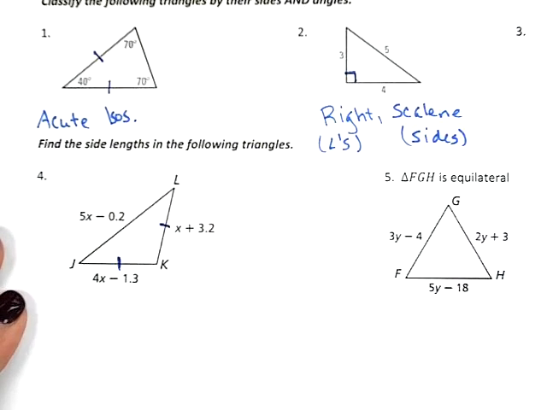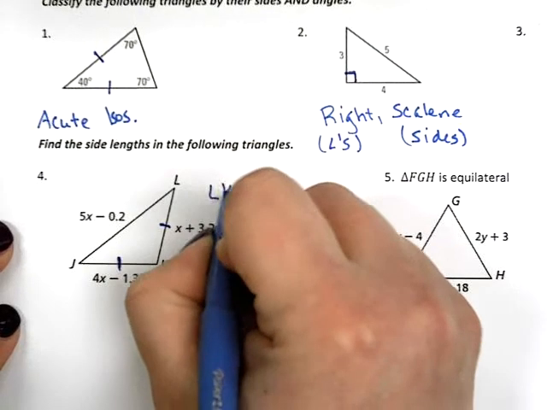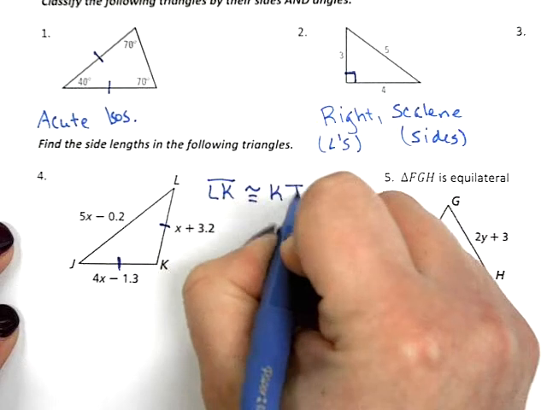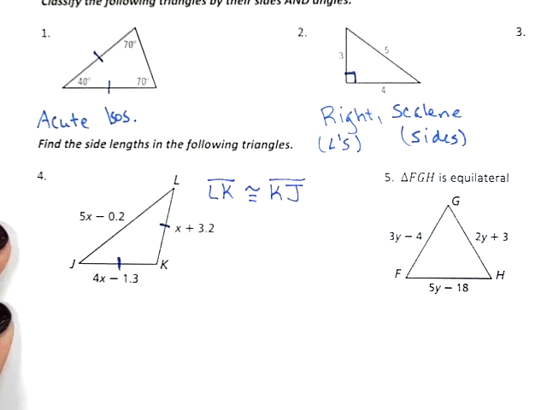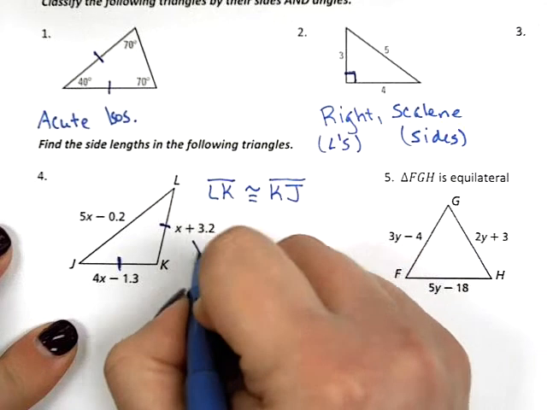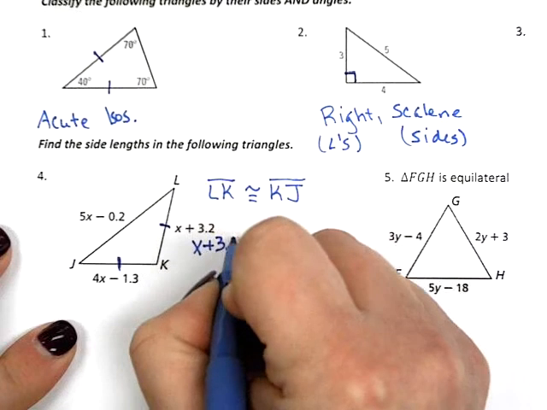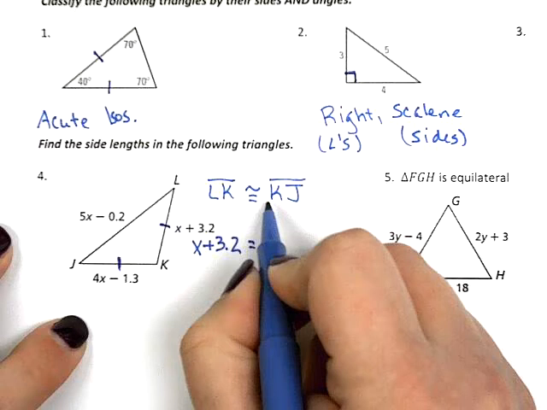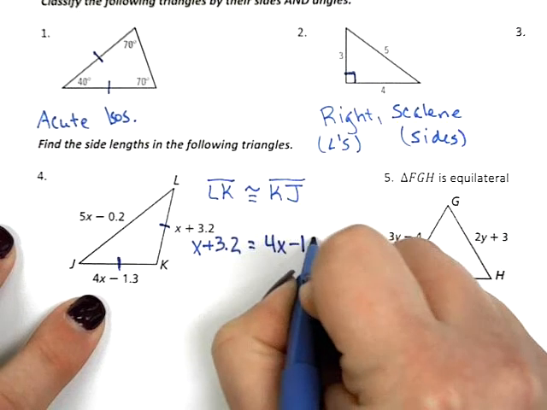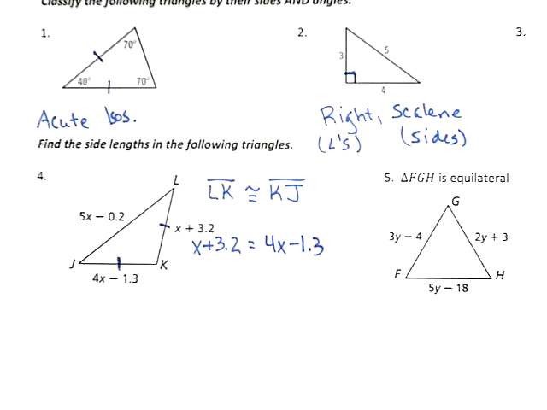and LK, excuse me, which means that LK is congruent to KJ. And anytime we have congruent segments, it means that we can set them equal to each other and solve. So LK is my x plus 3.2, and that has to equal KJ, which is 4x minus 1.3. And now we have an equation that we can actually solve, right?